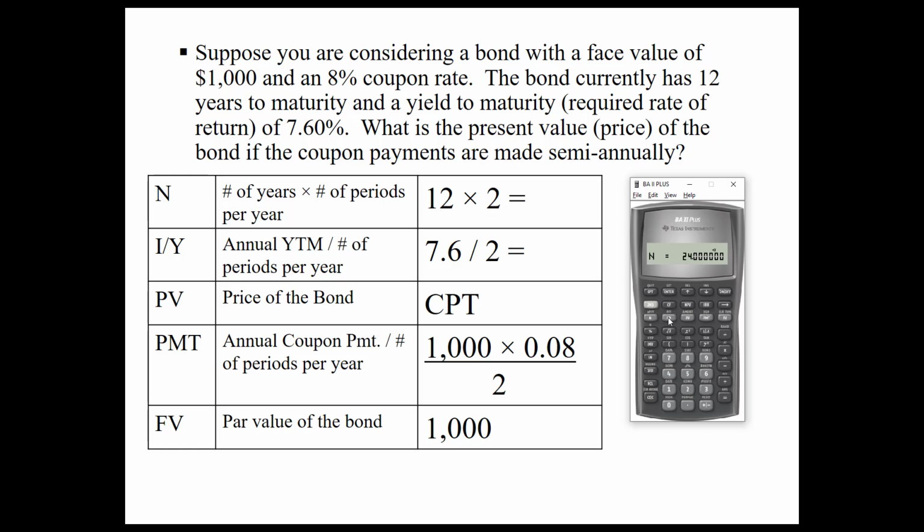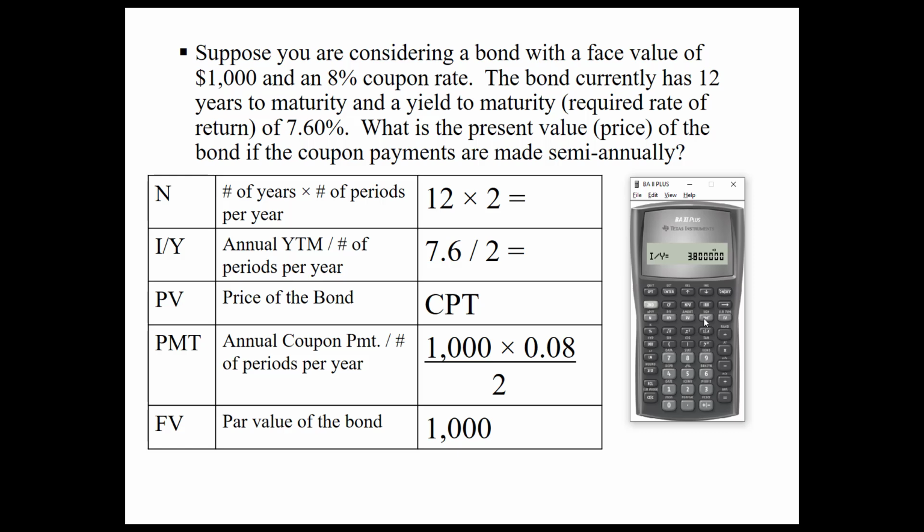Our IY, our interest rate or our yield, is going to be 7.6 divided by 2 equals, IY. Again, when we're using the time value of money functions on the calculator, we do not enter interest rates as a decimal. Our PV, our present value, we're going to skip over that for now. That's our price. That's what we're trying to calculate.